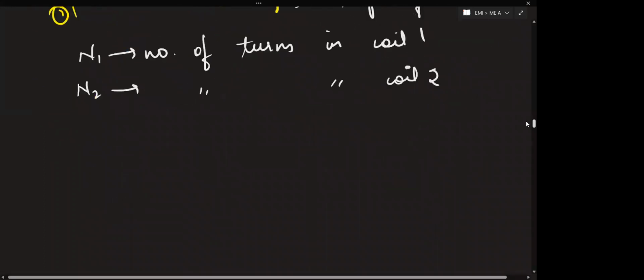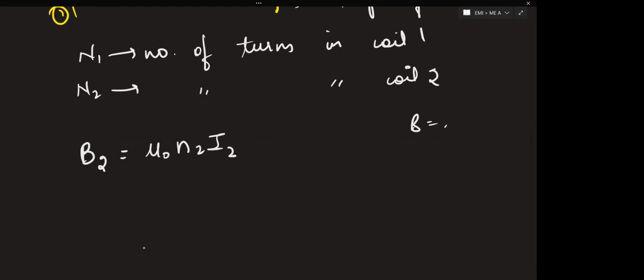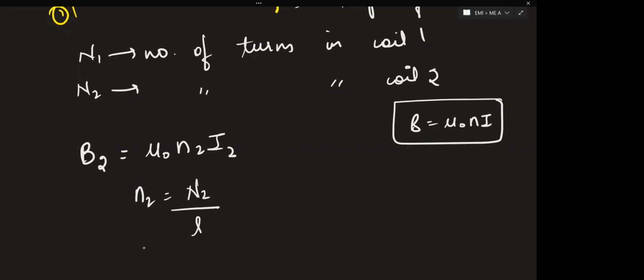So here also, if the current is changing in the second coil, the magnetic field set up in the second coil will be mu naught N2 I2, because the formula of magnetic field is mu naught Ni. So for the second one, everything will be with subscript 2. And also N2 is not the number of turns, simply it is the number of turns per unit length. Do keep this in mind.